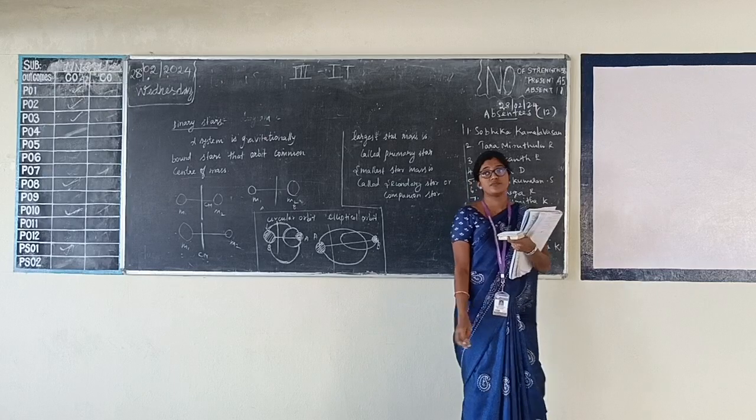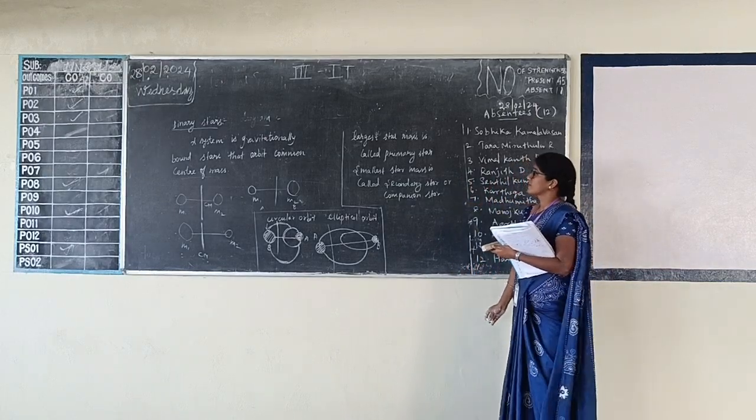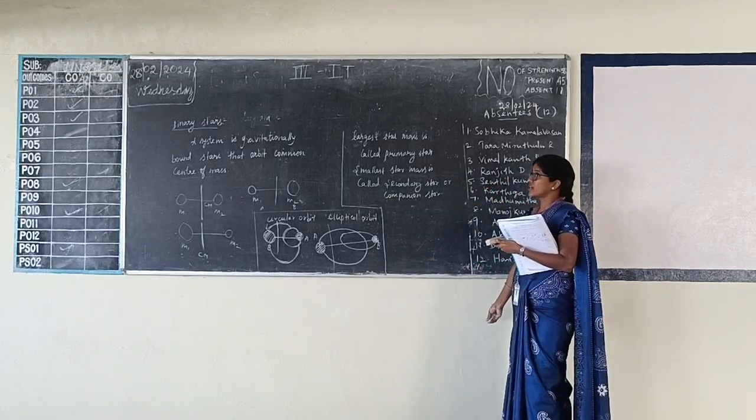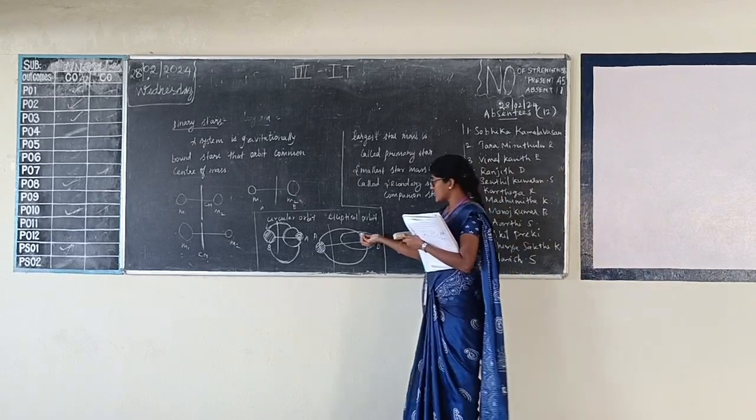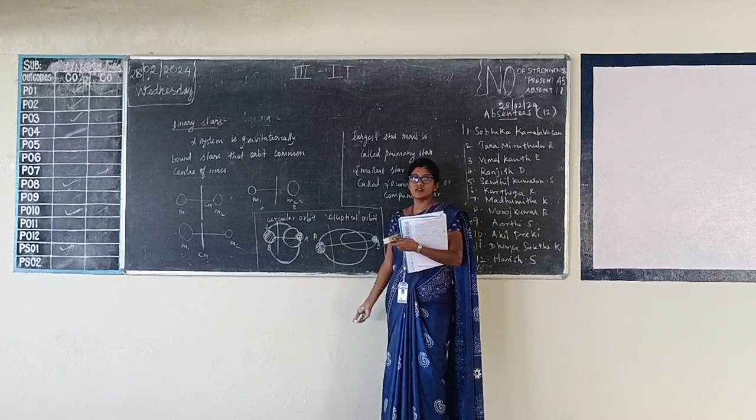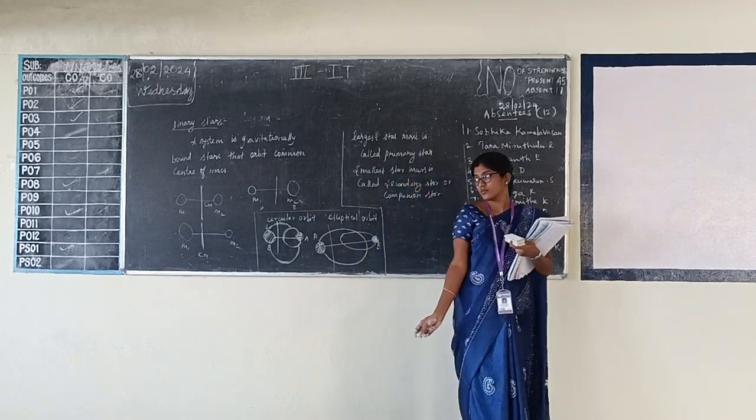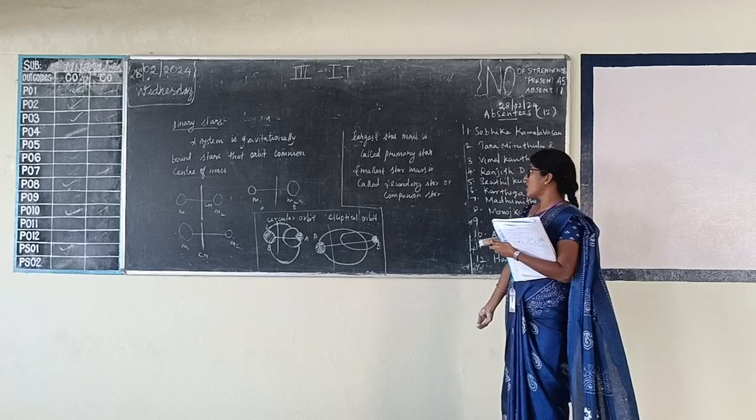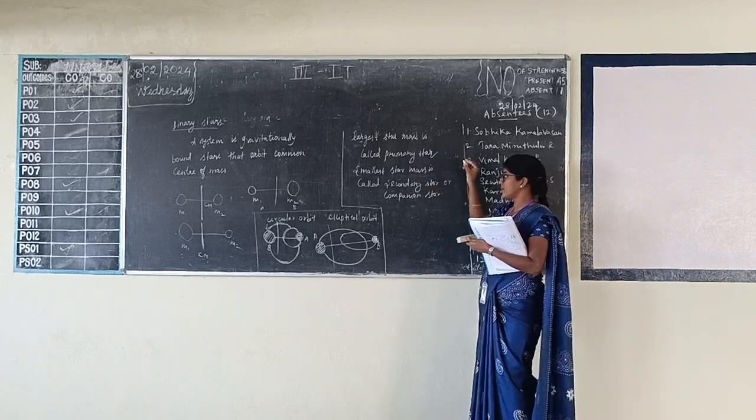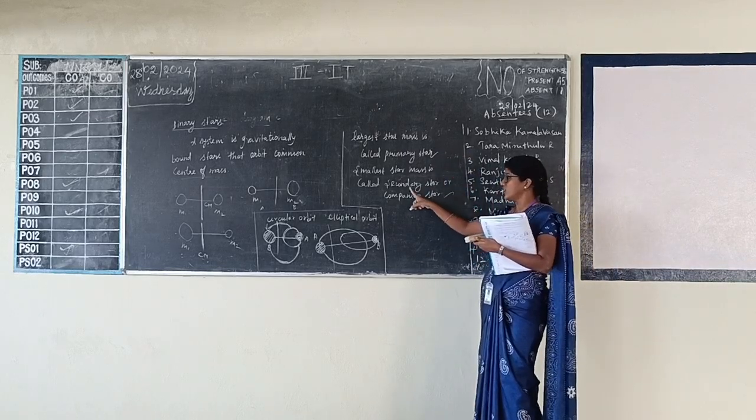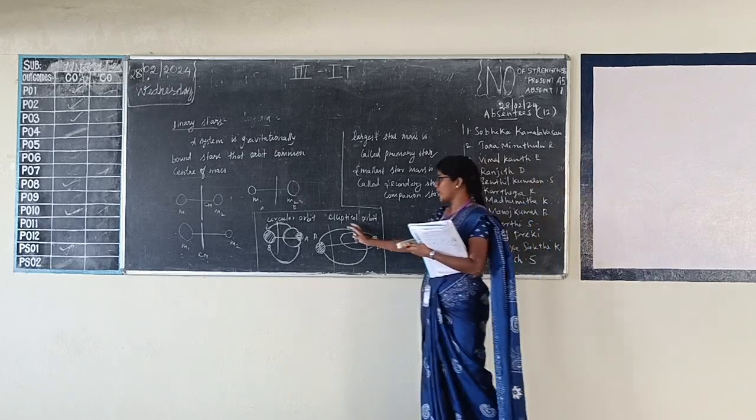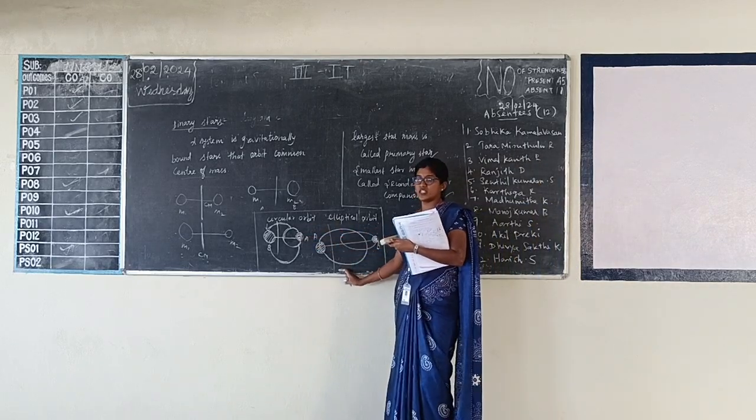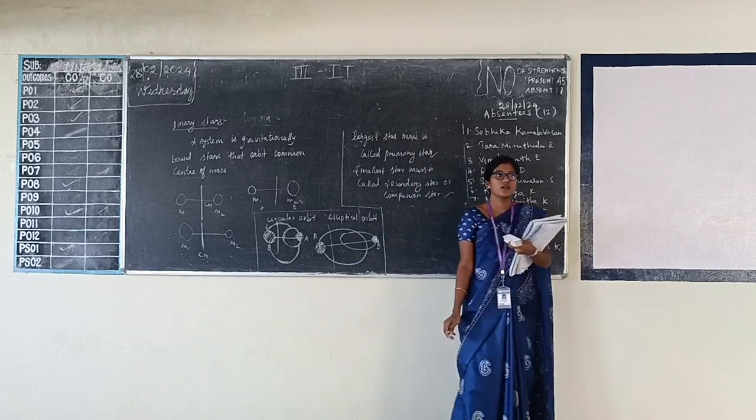Is it clear? So binary star is nothing but a system consisting of only two stars which are bound gravitationally and have a common center of mass. The larger mass is called the primary star, the smaller mass is called the secondary star or companion star, and there are two orbits: one is circular orbit and another one is elliptical orbit.